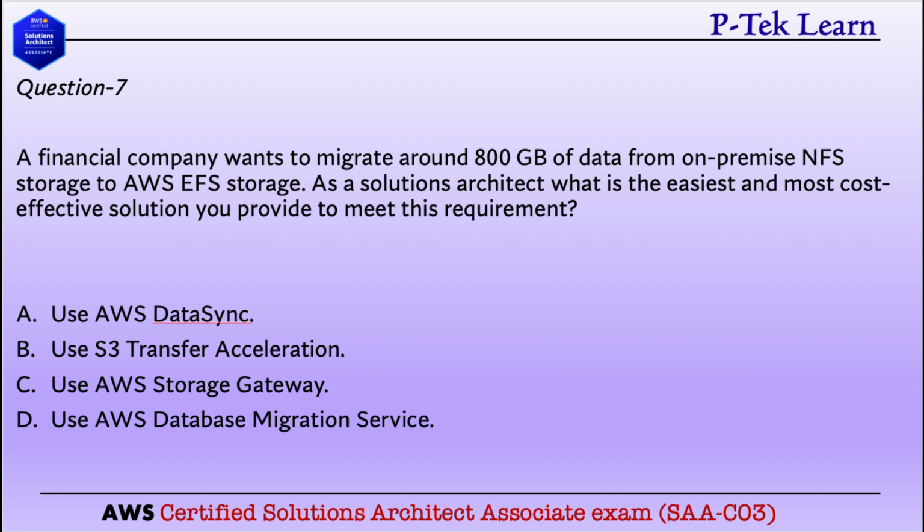Option A, use AWS DataSync. That's it. So that is the right answer. We don't even go through the other options here because DataSync is a service used to transfer data between on-premise storage to AWS S3, EFS or FSx. It is very cost-effective, easy to use, and can handle the transfer to EFS and S3 as well. So, option A is the right answer here.